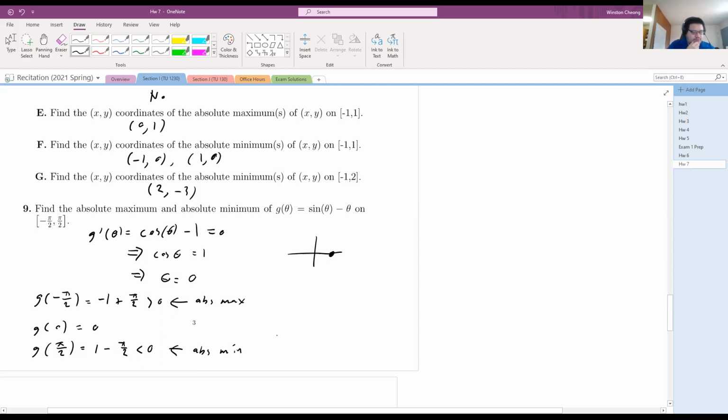And if you wanted to, you could write this in coordinate form. It seems like on his slides he's doing that, so I may as well do that here. So the absolute max is located at the coordinate minus pi over 2, comma, and then, well, I can't do anything to that value, so I have to just write it out. And then the absolute min, same thing, pi over 2, comma, 1 minus pi over 2. There we go. And yeah, that's how you do this type of problem.